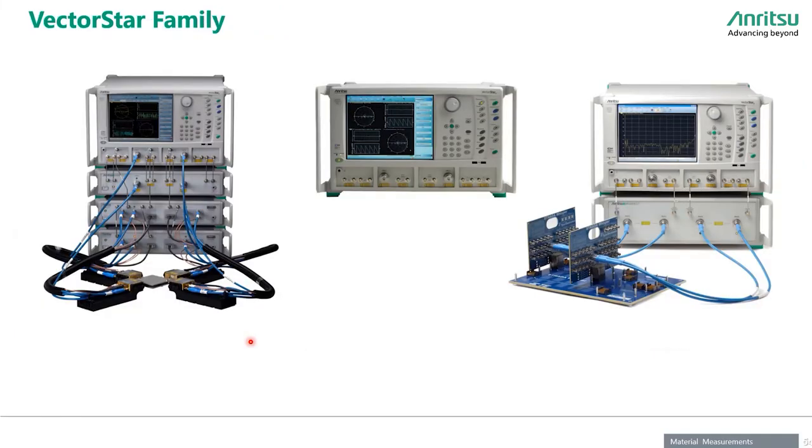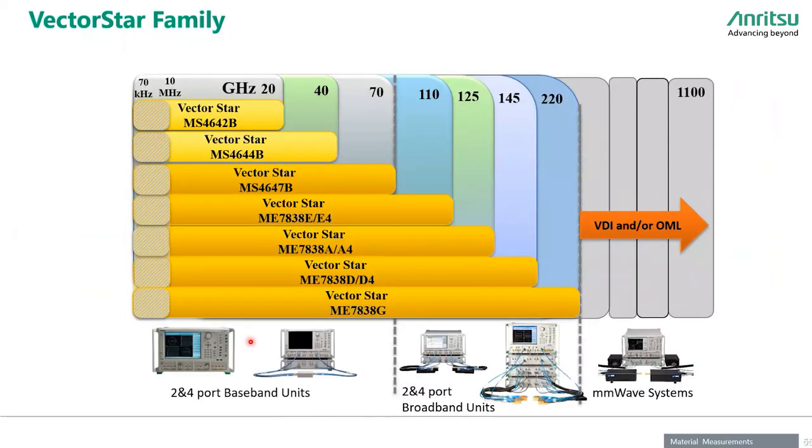In the end, we have the VectorStar, which is a performance VNA from our side. This VNA starts from 10 megahertz. However, we can go as low as 70 kilohertz and can go up to, we have frequency models like 20 gigahertz, 40, 70. Then we have 110, 125, 145, and 220. When I say 220, that means it starts from 70 kilohertz and can go up to 220 gigahertz in a single sweep without any band, without any breakage. So it's a single sweep from 70 kilohertz to 220 gigahertz.